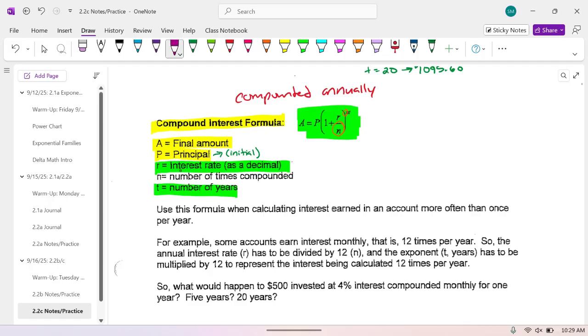Now, n represents the number of times it's compounded, meaning the number of times per year based off of how it's compounded. So, for example, if I said it's compounded monthly, how many times in a year is that? 12. 12 months in a year, it's compounded 12 times. If I say compounded bi-monthly, 6, every 2 months. All right. So bi-monthly means every 2 months. So for those of you with a job, a lot of times you get paid bi-weekly, every 2 weeks. All right. What about weekly?